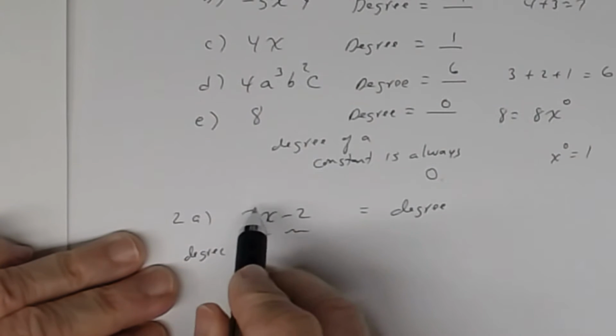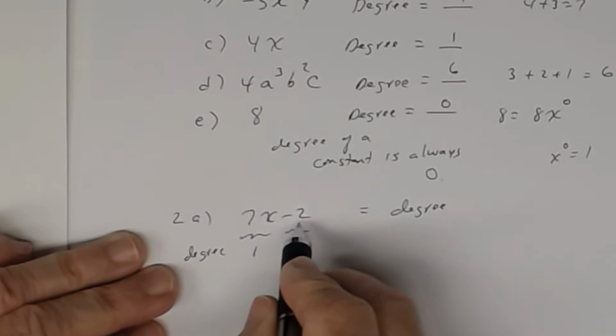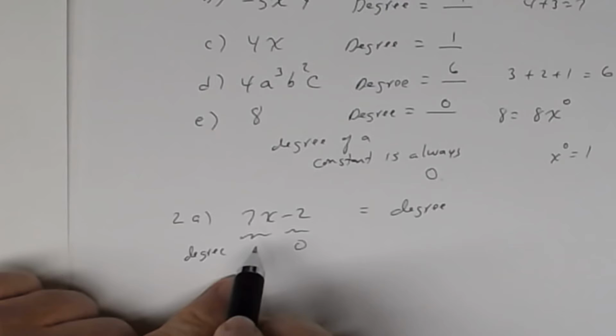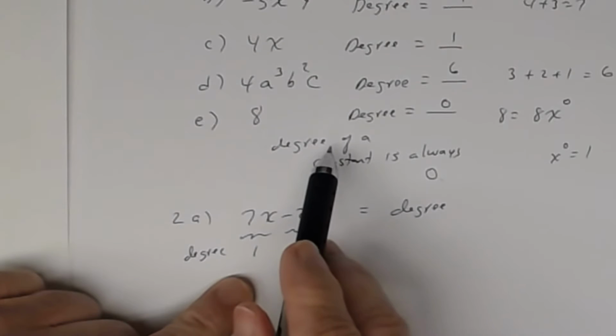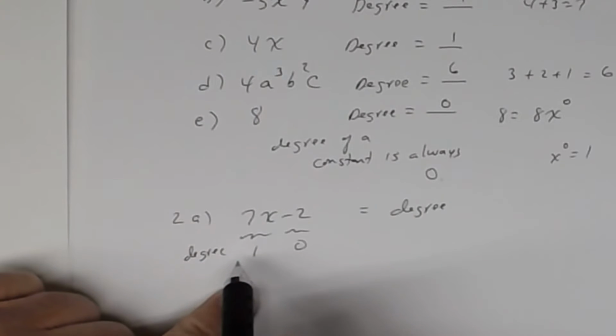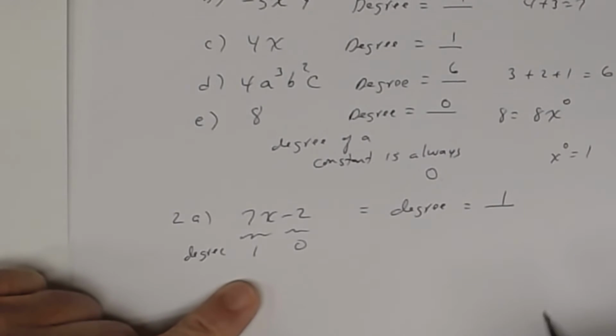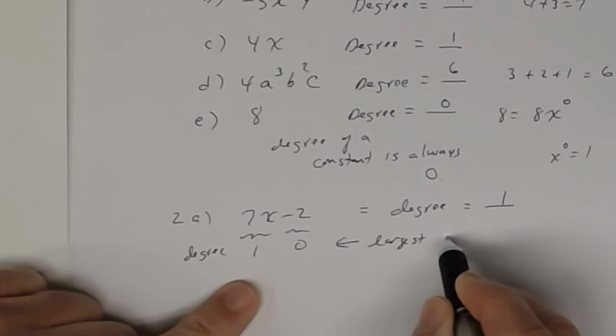All right, so let's talk about this. The degree of that first term, 7x, which is 7x to the first, is 1. The degree of that second term, which is a constant, as we talked about, is 0. The degree of that polynomial is going to be the largest degree that you see. So degree 1, 0, the largest is 1. So the degree equals 1. So the largest degree you see. Always pick the largest degree.